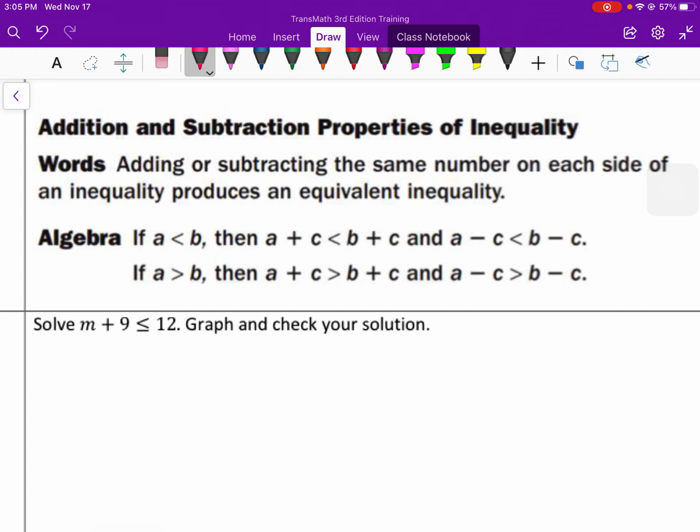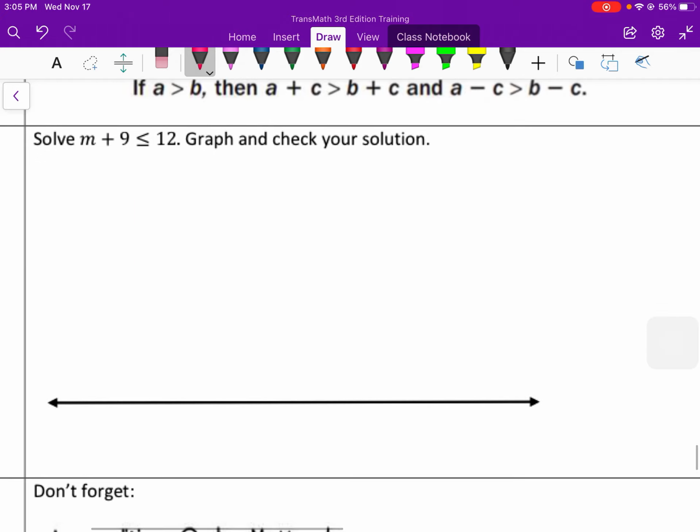Okay, we're going to just do addition and subtraction mostly today. And so just reviewing addition and subtraction properties of inequalities. When adding or subtracting the same number on each side of an inequality, it produces an equivalent inequality, which means that if you have A is less than B, if you add the same number to both sides, it stays less than. Or if you subtract the same number from both sides, it stays less than. And same for greater than. So you can add or subtract to an inequality on both sides, and you do not change the way the inequality is facing. So our first equation here is m plus 9 less than or equal to 12.